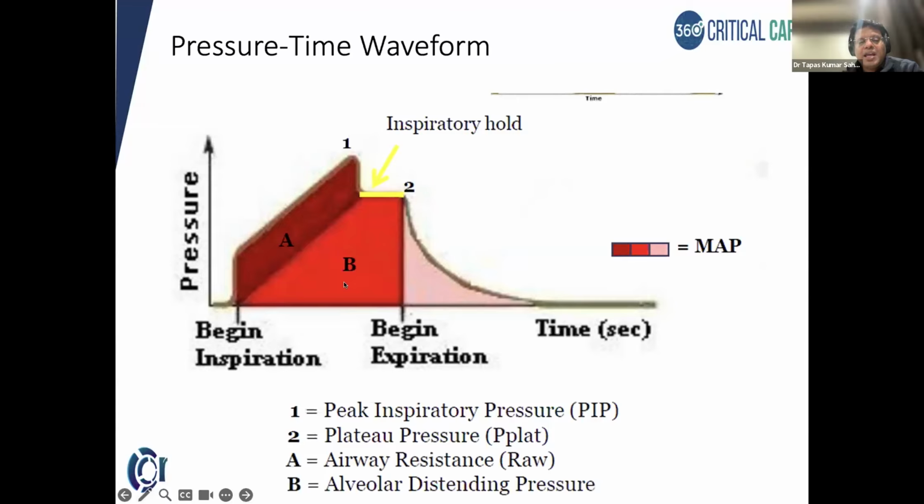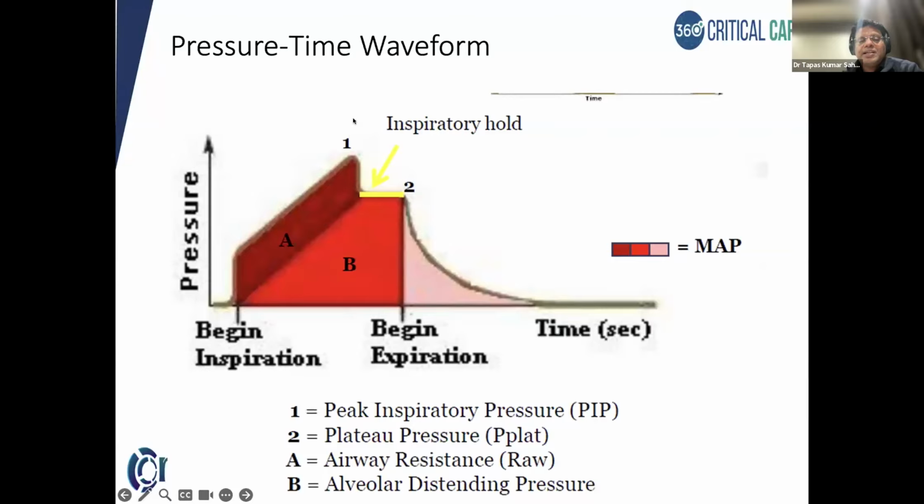Now, here the A and B, if you draw the line, the expiration happens here, and this is the expiration phase. Clear? Now, what is happening? The B here is the alveolar distending pressure. And that is the whole idea why we want, in ARDS, low tidal volume ventilation, not distending the alveoli more than what is required. So airway resistance would be the A part and the B part is the alveolar distending pressure.